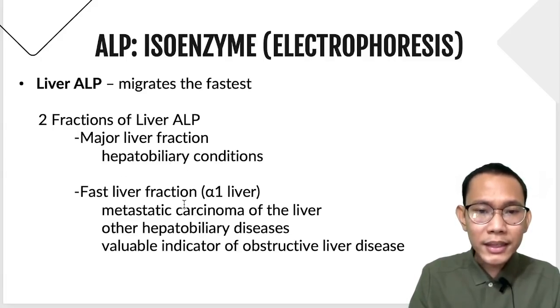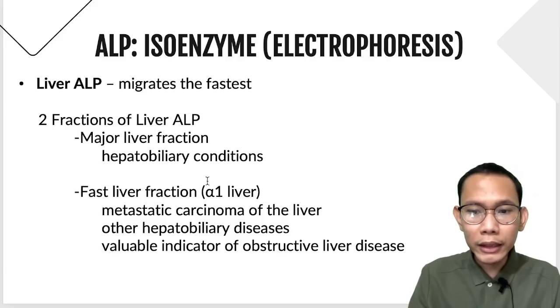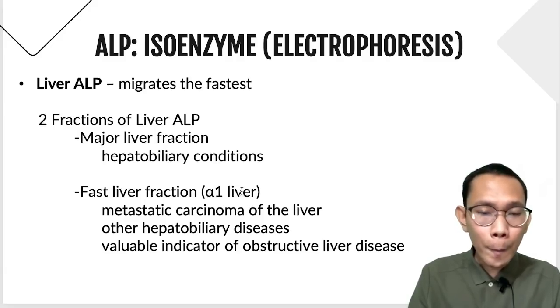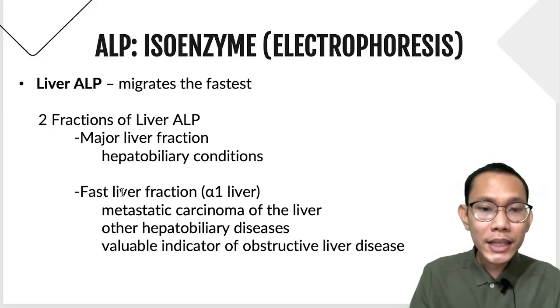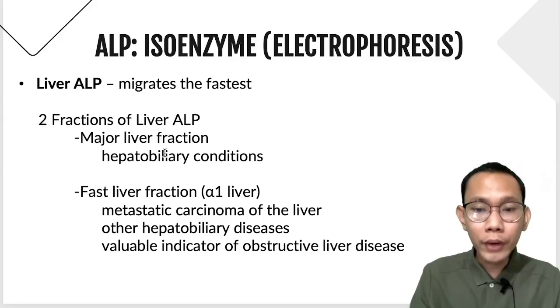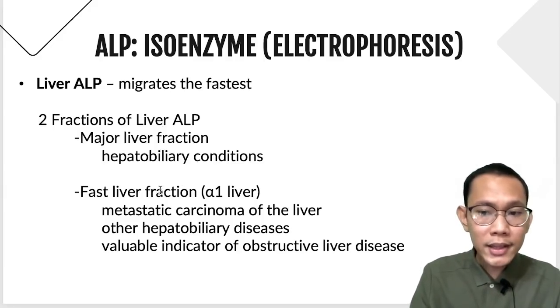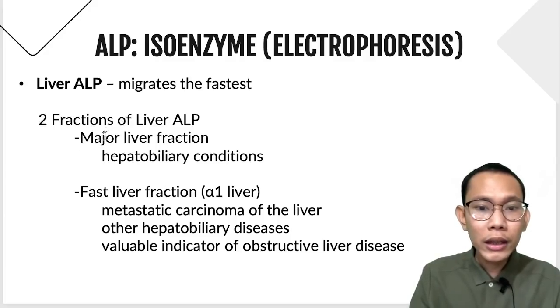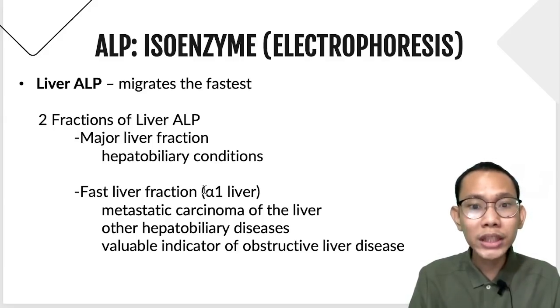Now, your fast liver fraction is termed alpha 1 liver. To differentiate your fast liver fraction from your major liver fraction, how do we differentiate it through electrophoresis? Your fast liver fraction will migrate anodal to your major liver fraction, or your major band. Again, the fast liver fraction will migrate anodal to the major band. And your fast liver will correspond to your alpha 1 fraction of your protein electrophoresis.